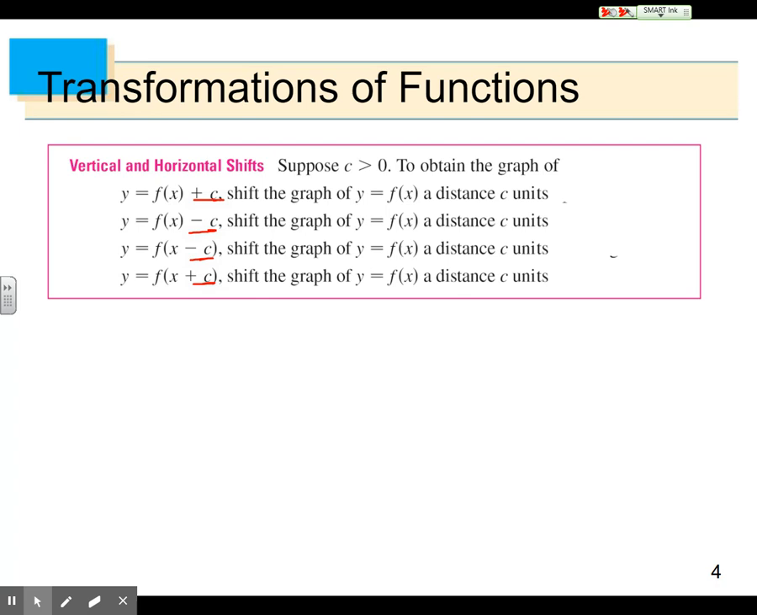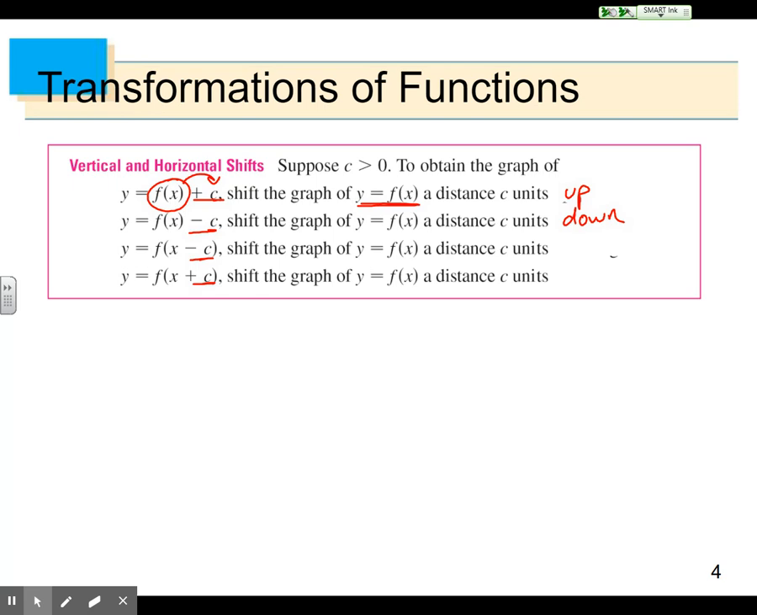If I add C to a function, then what I'm going to do is take just the regular parent function I had, and move that parent function C units, let's just leave it easy, up. Naturally, if I was to subtract C, it would move it C units down. We like those because those make sense. They're outside the function. You can think of it, I'm taking the Y coordinate and then I'm adding this many units to it. That makes sense to me, at least.